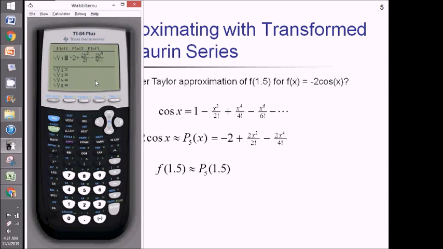So here I am in my y equals. I'm just going to put this whole thing in here, and I'm not even going to bother simplifying it. Let me quit out of there now. Alpha trace y1, and let me plug in 1.5 to get a value of approximately negative 0.172.